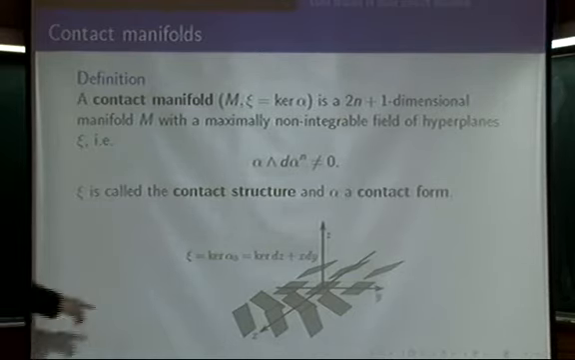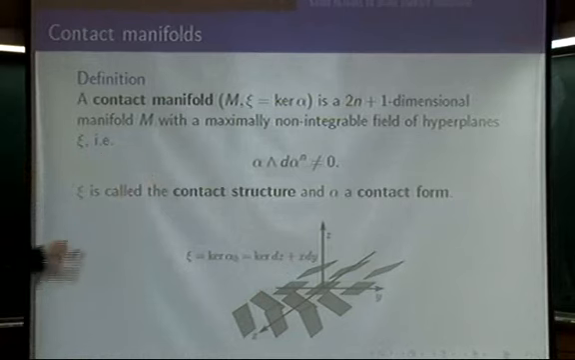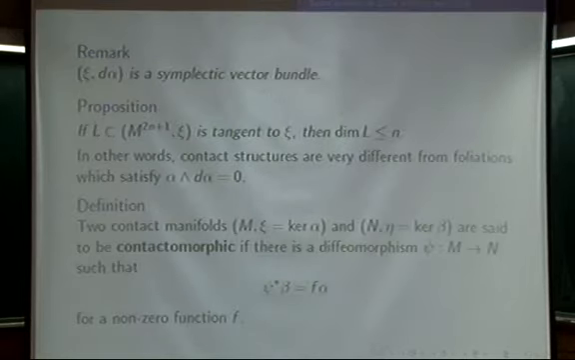Maybe I should point out that this form is, at this point, just one example, but later this will kind of be the universal contact structure in some sense. The first observation to make with this data is that psi with d alpha is a symplectic vector bundle. And from that you deduce the following proposition: if I have an integrable submanifold of this contact distribution, then the dimension of this integrable submanifold is at most n if the dimension of the contact manifold is 2n plus 1.